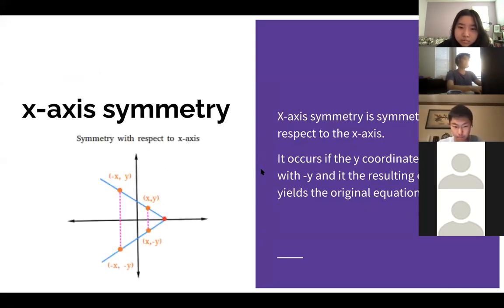All right, so another form of symmetry is called the x-axis symmetry. From what we can see here in this figure below, this sideways V-shaped graph is perfectly symmetrical along the x-axis, which means that the x-axis perfectly splits the graph into two corresponding parts. For example, (x, y) has the same distance to the x-axis as (x, -y), and (-x, y) has the same distance to the x-axis as (-x, -y). This occurs if the y-coordinate is replaced with the negative y-coordinate, and the resulting equation yields the original equation. So this is basically the x-axis symmetry in a nutshell.